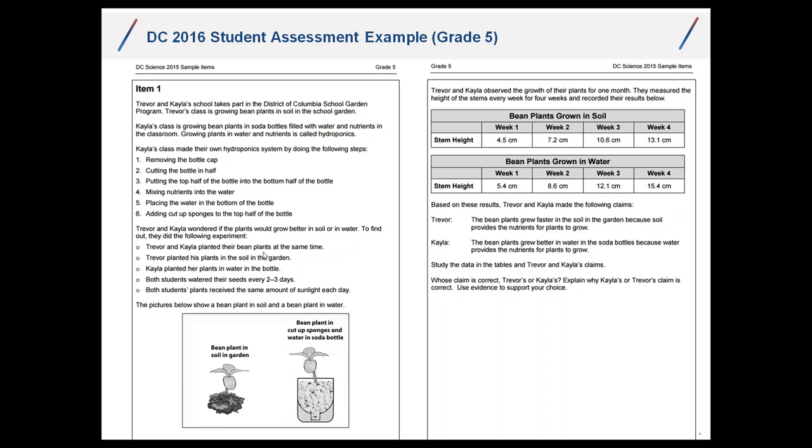Here is a fictional class engaging in some activity with a certain procedure, a diagram, and then a data table, and students are asked, whose claim is correct, Trevor or Kayla, based on this evidence? Explain why Kayla or Trevor is correct and use evidence to support that claim. Here, students are being asked to form a conclusion, to create a conclusion by evaluating and analyzing what Trevor and Kayla have claimed and have actually found.